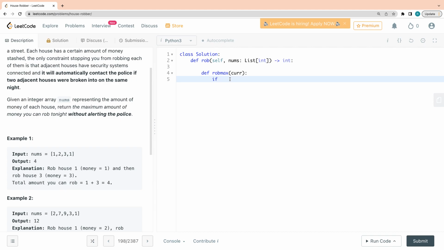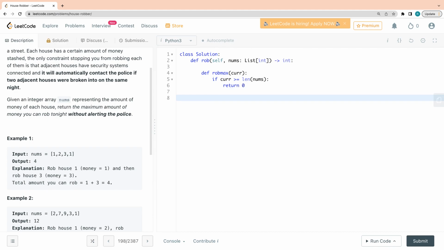What we can say is if our current position is greater than or equal to the length of nums, it means we are already beyond these houses, because the indexes will be 0, 1, 2, 3, and the total length is 4. It means we are already exceeding the index limit. If that is the case, we cannot rob anything, so nothing is going to be added to our answer. That's why we are going to return 0.